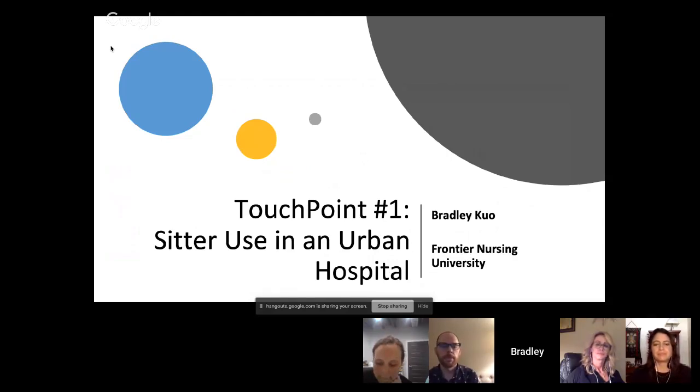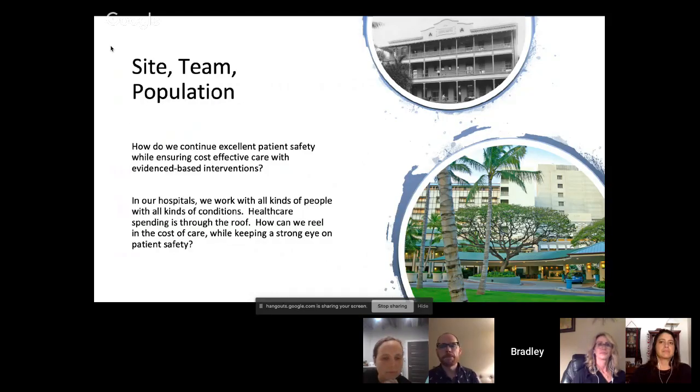So basically my project is taking a look at sitter use in an urban hospital. So this is the Queen's Medical Center. It was founded by a king and queen of Hawaii. And rumor has it that they went door to door to ask for donations to start the hospital.